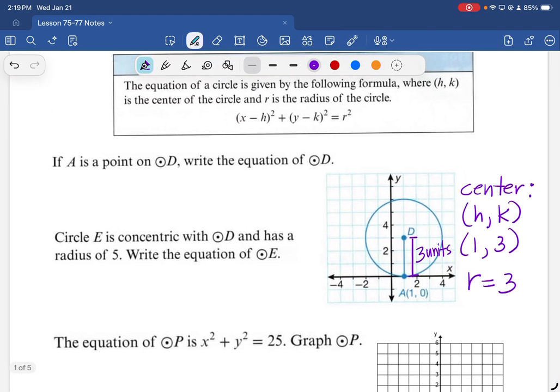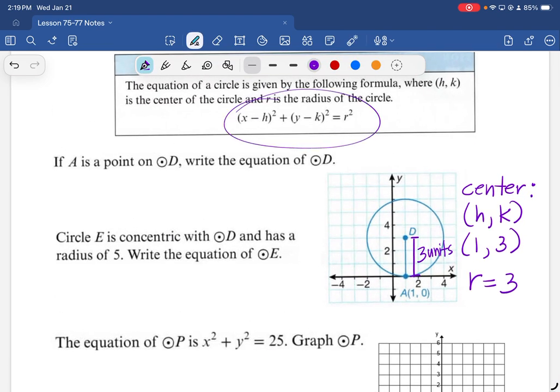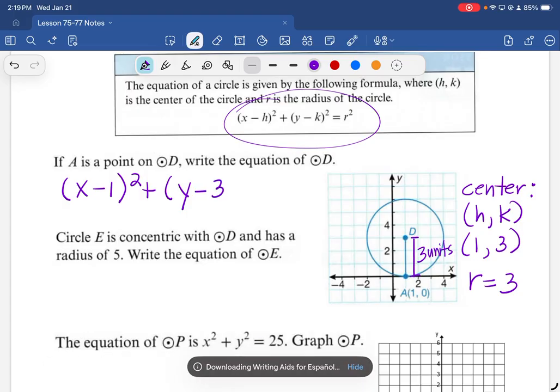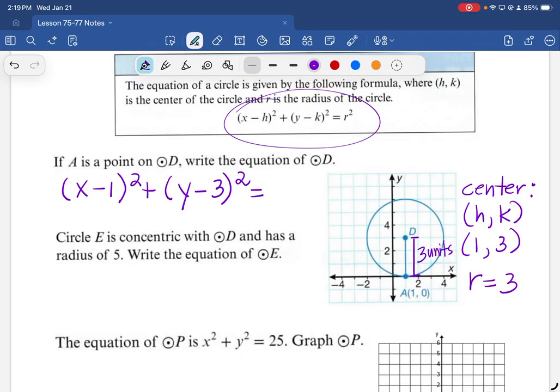So, look back up here. We're going to write down (x minus 1) squared, because 1 was our x coordinate, plus (y minus 3) squared, because 3 was our y coordinate, equals 3 squared, because 3 was our radius. Did I lose you anywhere in that? Okay, stop me if you have questions.